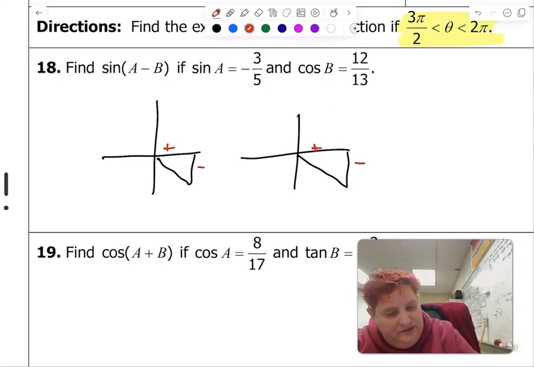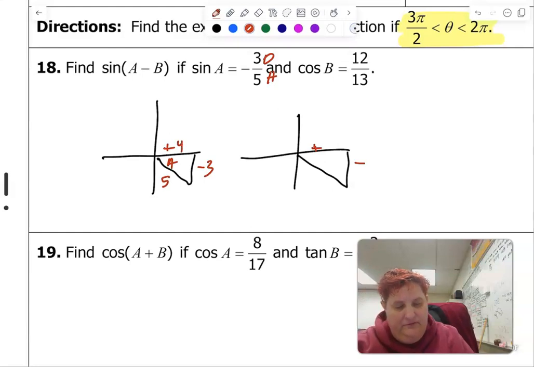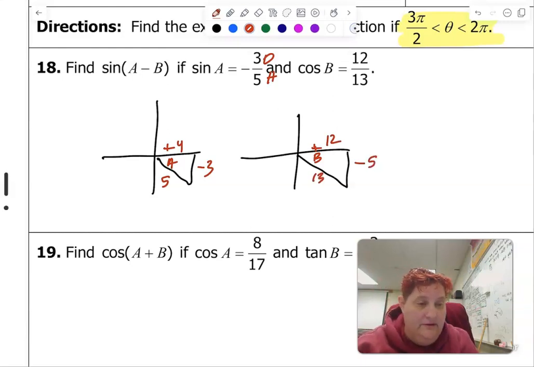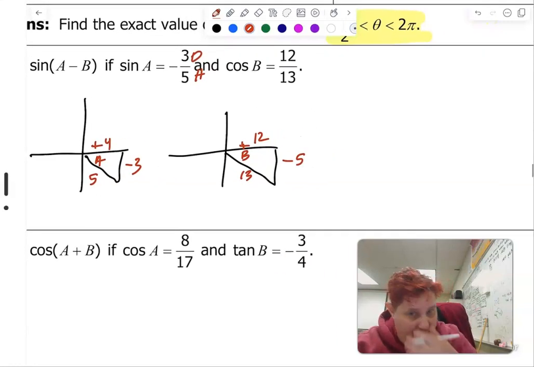All right, now sine of angle A is opposite over hypotenuse, so that's 3 over 5. This is a 3, 4, 5 triangle. Cosine of angle B is adjacent over hypotenuse. This is a 5, 12, 13 triangle. Remember, these are your triples. Okay, so I have my two triangles set up. I've got the negatives and everything.